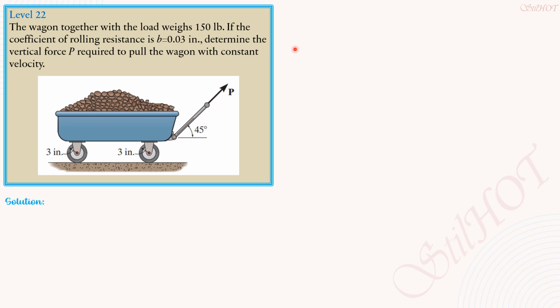So for the solution, let's have our guide. The principle is we just sum up moments about B. So it is W times b equals P times approximately R. But the exact or accurate solution is R cosine of this angle. And as I said, this angle is very small: inverse tangent of 0.03 divided by radius. So that would be very, very small.